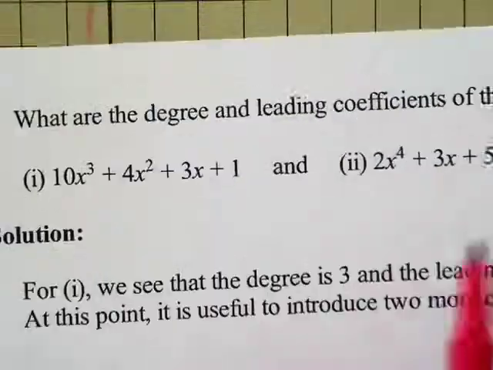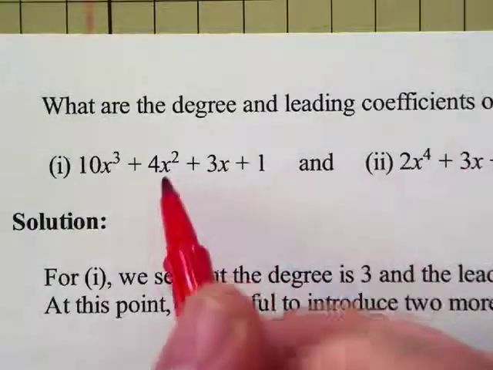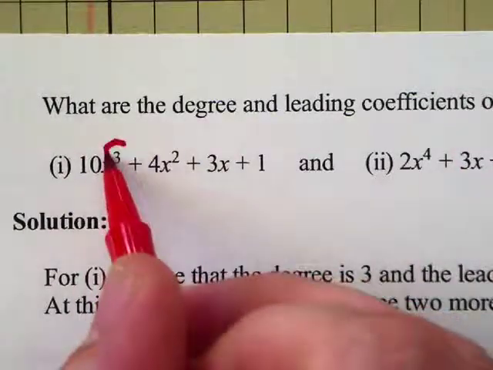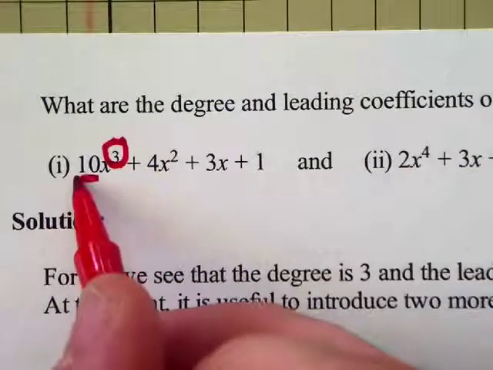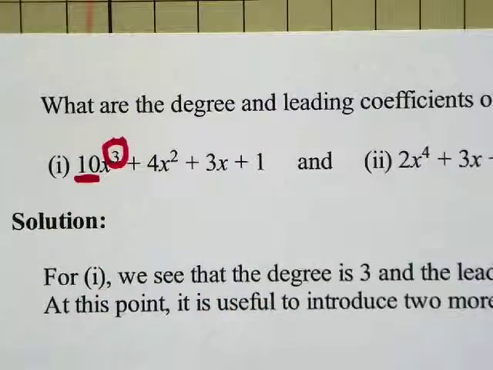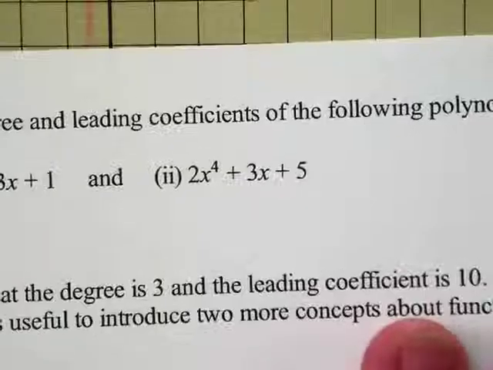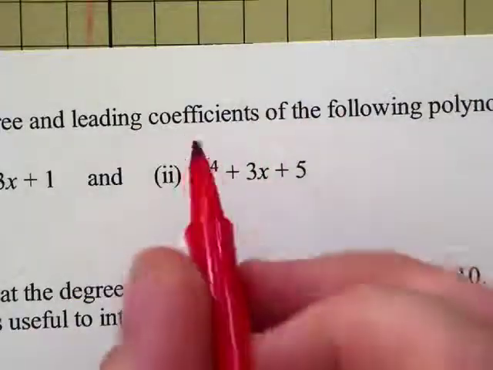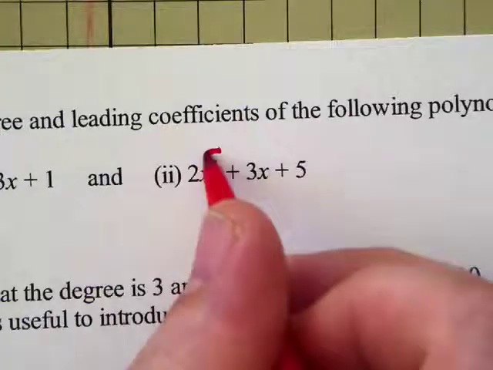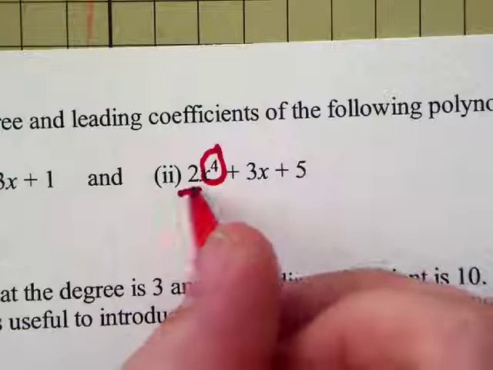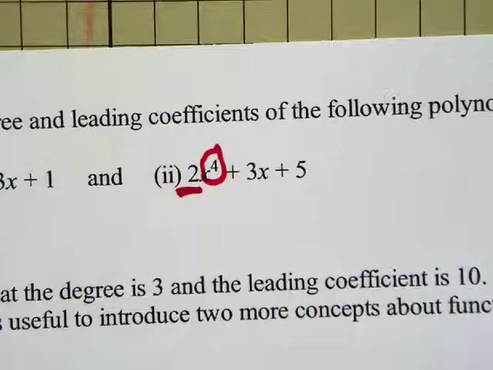This first one, what is the degree? Well, it's a third degree polynomial because of that 3. What is the leading coefficient? 10. Leading means first, and the degree is whatever that looks like. Now if we look over here, what is the degree? The degree is 4, and the leading coefficient is 2.